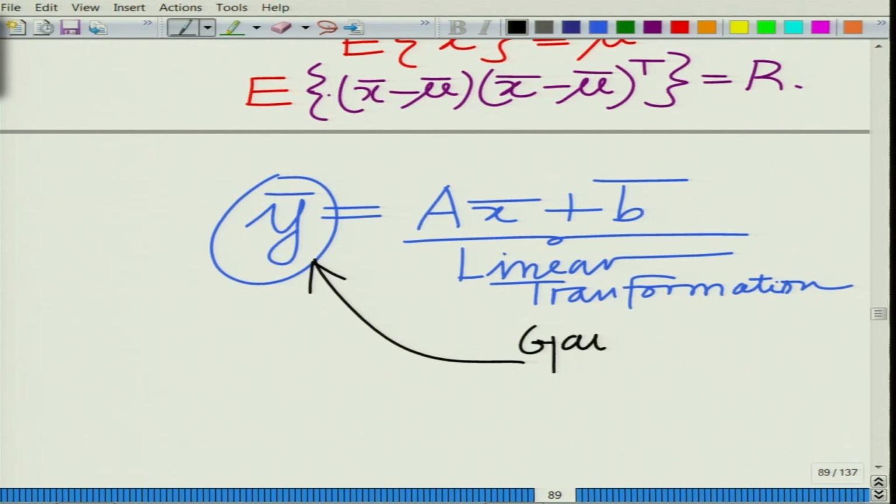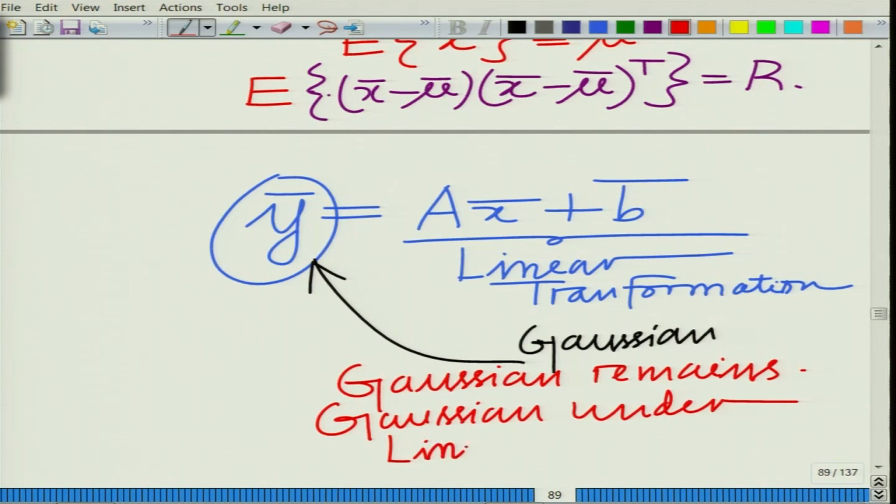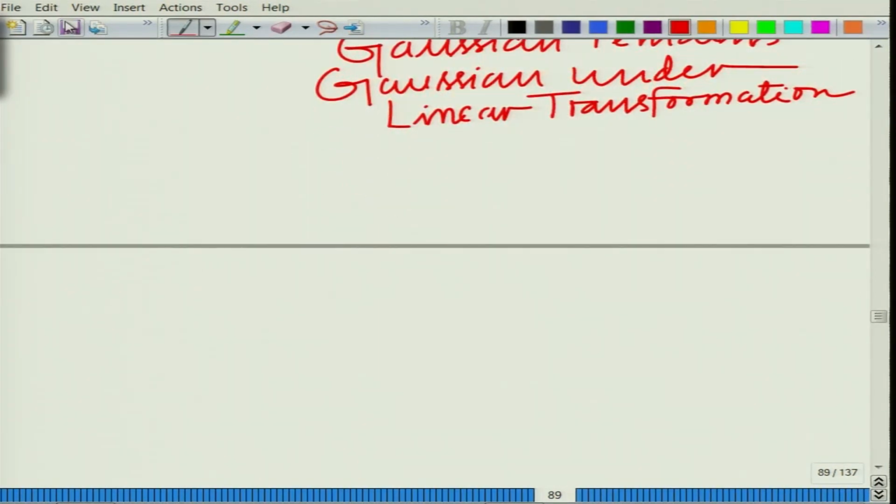This is a very interesting thing. Y bar is Gaussian in nature, that is Gaussian remains Gaussian, a very interesting property. Gaussian remains Gaussian under linear transformation.